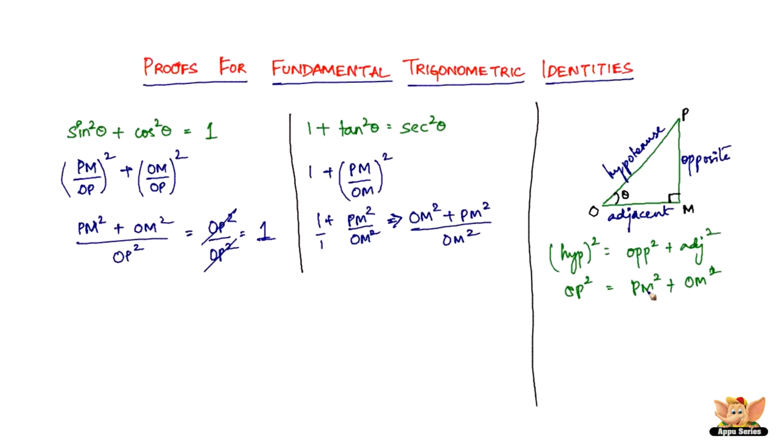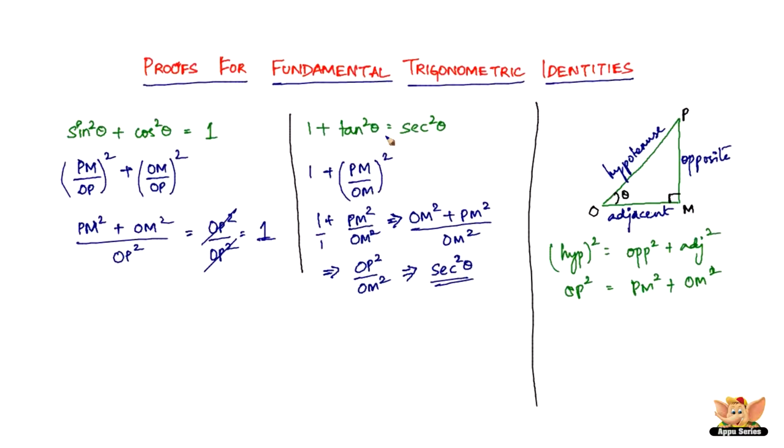So OM square plus PM square is OP square, so we have OP square divided by OM square. So what is OP square by OM square here? Now OP is hypotenuse and OM is adjacent, and hypotenuse by adjacent is nothing but secant theta. So hypotenuse square divided by adjacent square is going to be secant square theta. So see, we proved that 1 plus tan square theta is equal to secant square theta. So that's why there is this identity.